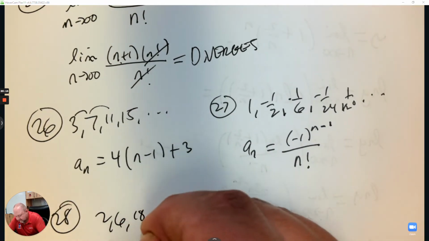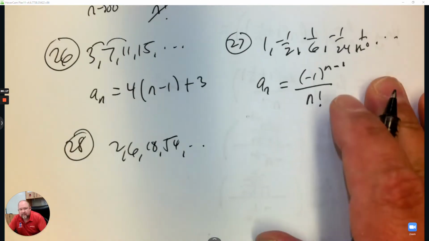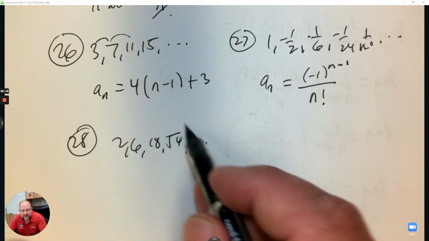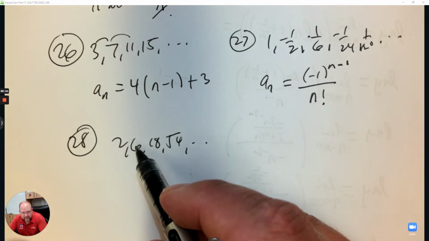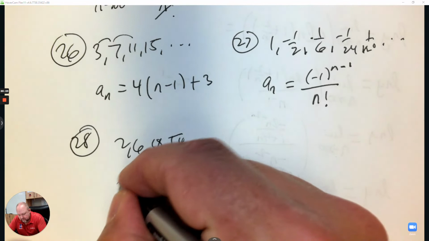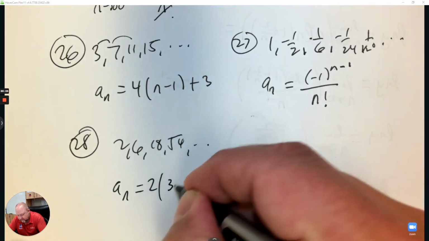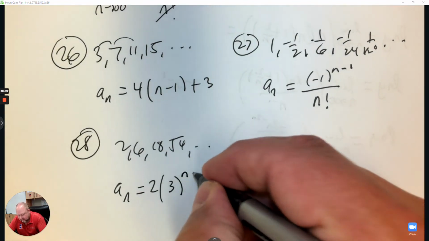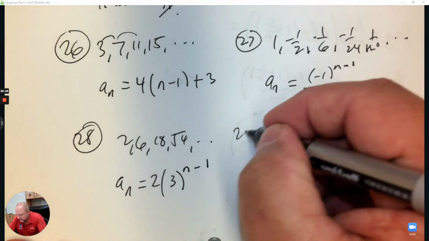2, 6, 18, 54. What are you doing to get the next term, the next term, and the next term? You're multiplying by 3. So it's geometric. The first term, you're multiplying by 3 to the exponent n minus 1.